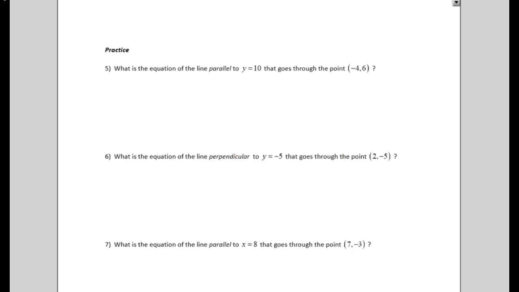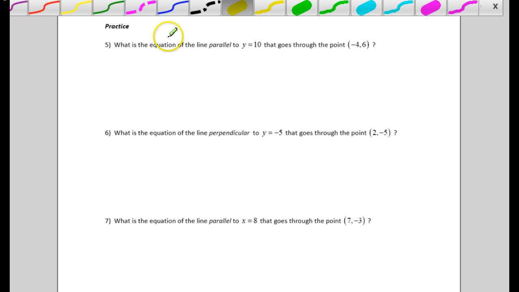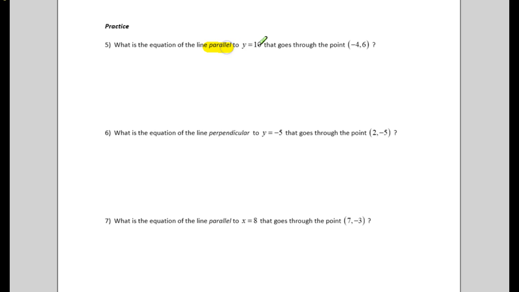Okay? So let's come back here. Alright, so let's take a look. What is the equation of a line parallel to this that goes through this point? So, think about this. Y is a hoi. Slope is 0. Parallel is the same slope, so it's still a hoi. So I'm going to keep the same thing. It's still a y equals, but if it's got to go through this, y must equal 6. That's it.